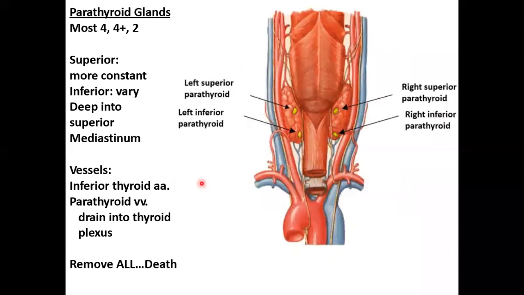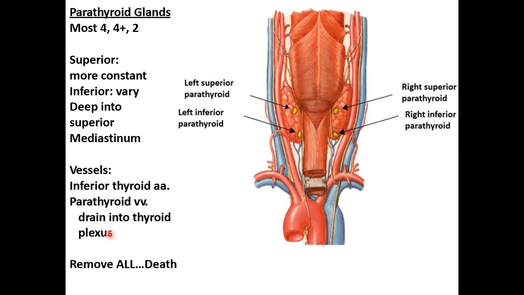Superior most constant, inferior very deep into the superior mediastinum, which is the area where the heart is, which is what I was talking about, how it can go down and on the arch of the aorta. And then vessels: the inferior thyroid artery is supplying your inferior parathyroid glands. And then parathyroid veins drain into the thyroid plexus.